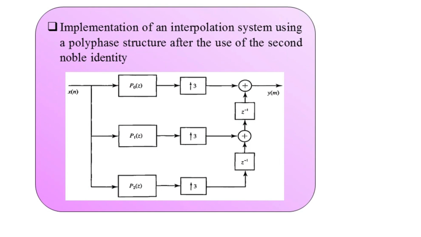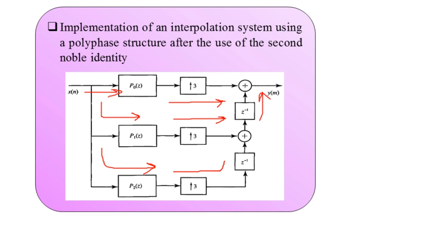After the use of the second noble identity, the change is that x of n is fed to the function P0 of z, then the interpolation by 3, and finally to the summation here. This branch goes to the filter function P1 of z, then the upsampling by factor 3, and through the delay to the summation. The last branch goes through P2 of z, interpolation by factor 3, then the delay z inverse, and further through another delay, contributing to the output y of m here.